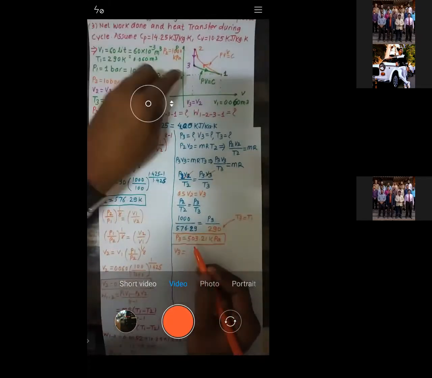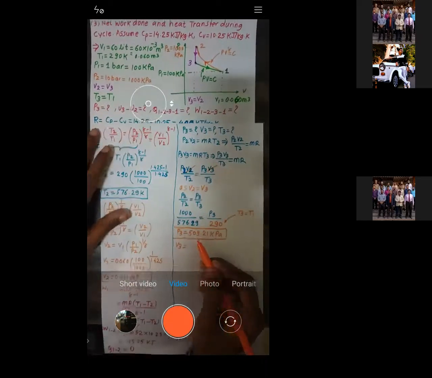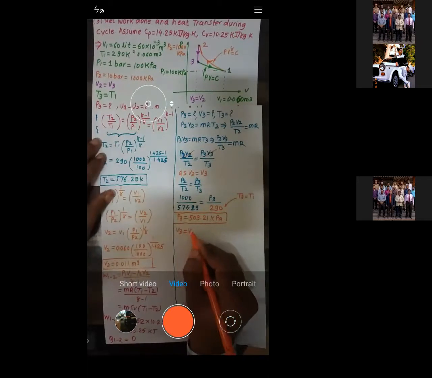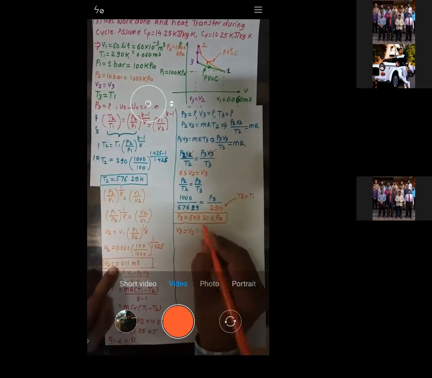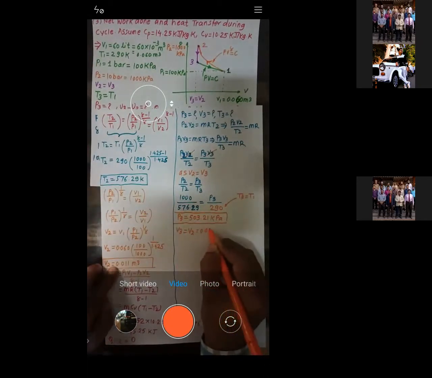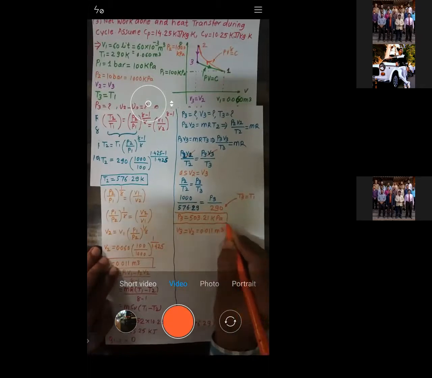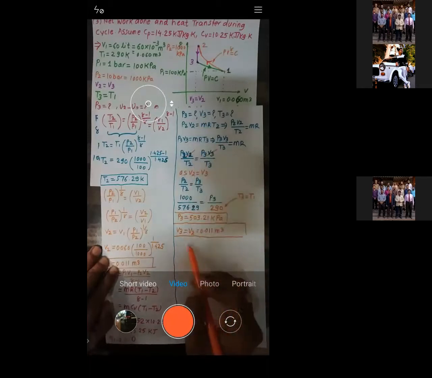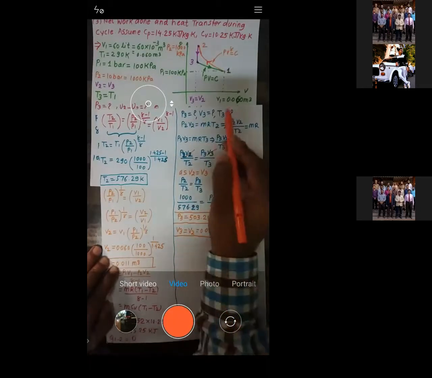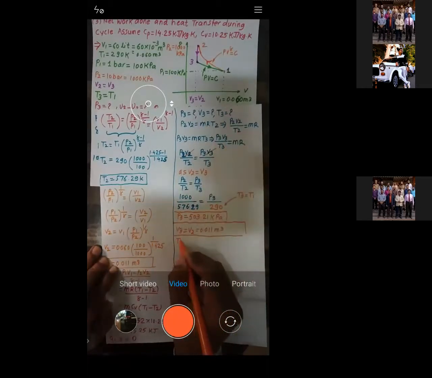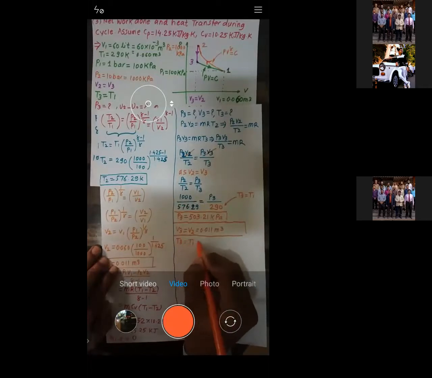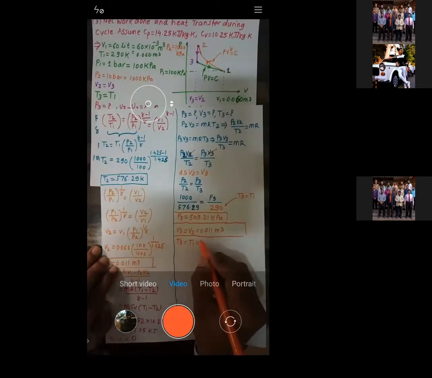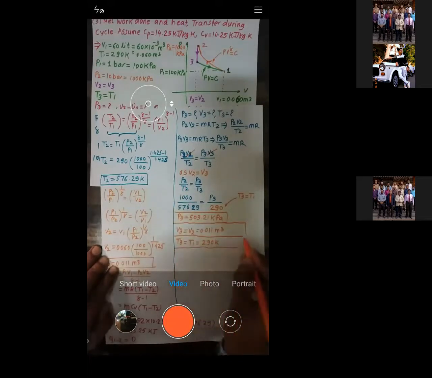Again, V3 is equal to V2, right? V2 we already know, 0.011 meter cube, right? Yes or no? Volume V3 is equal to V2. Similarly, just now we put T3 is equal to T1, and that is equal to 290 Kelvin. Are you able to understand this one or not?